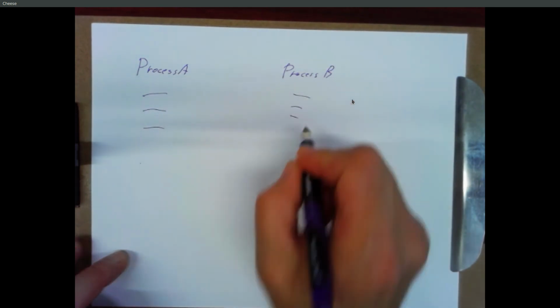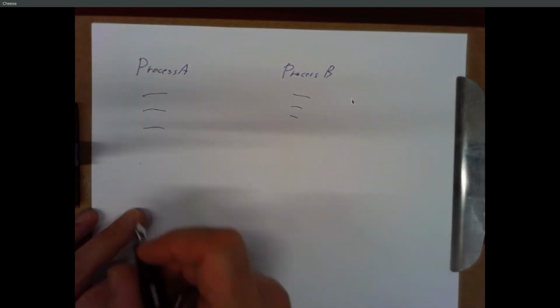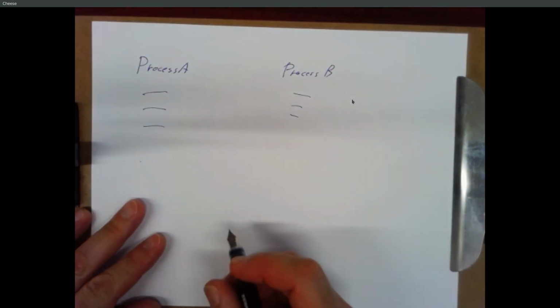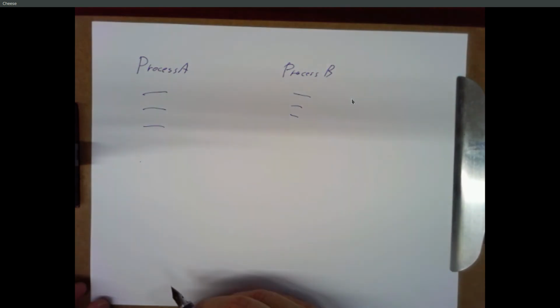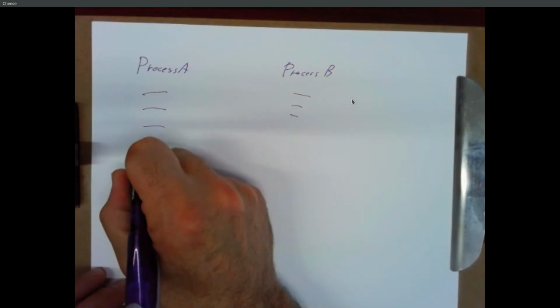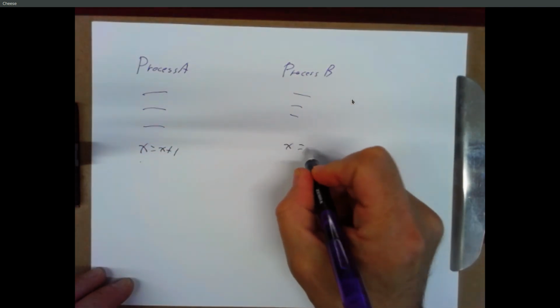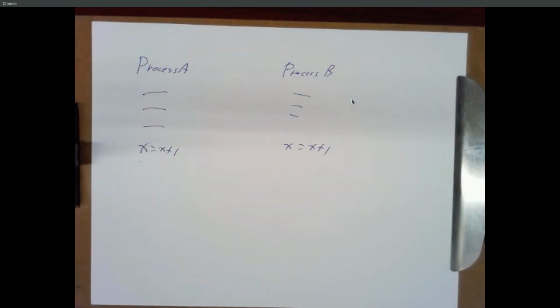So process A and process B are running along, executing code independently, but they also have some shared memory because you want these processes to communicate with each other. For example, suppose that x is a variable that both processes have access to. So this process says x equals x plus 1, and somewhere this process says x equals x plus 1.